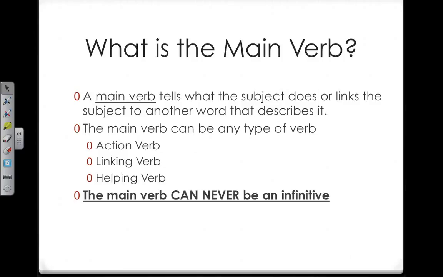So I said that all sentences must have a subject, a verb, and they must express a complete thought. So we're looking for a main verb because, as we know, sentences might have multiple verbs in them. The main verb is the verb that is telling what the sentence does, or the verb that is linking the subject to another word that describes it. The main verb can be an action verb, it can be a linking verb, it can be a helping verb, but it can never, never, never be an infinitive.